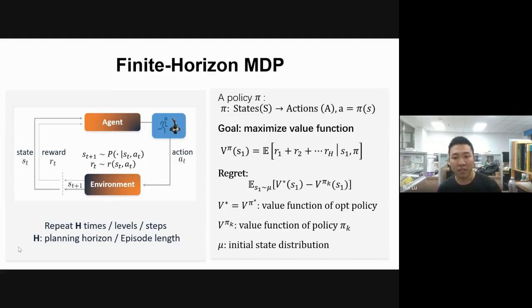The goal for an agent is to learn a good policy. A policy is a mapping from the state space to the action space. Then you hope to maximize the cumulative value, and maximizing this cumulative value is equivalent to minimizing the gap between the policy's value and the optimal policy's value. Okay, I think this is quite common and everybody knows it.